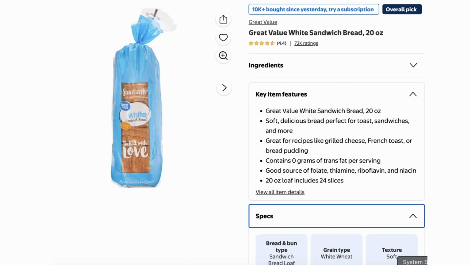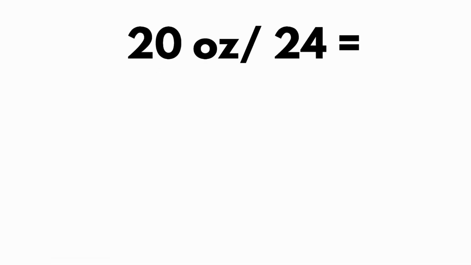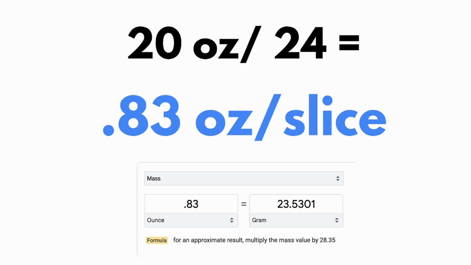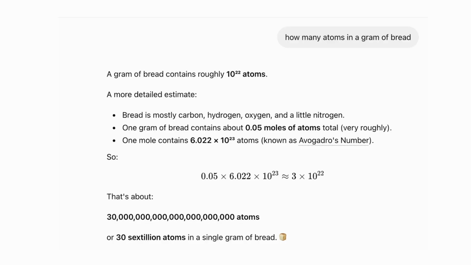But going back to the Walmart bread, I can use the fact that it weighed 20 ounces and there were 24 slices to divide that and get the fact that each slice weighs 83% of an ounce, or 0.83 ounces. Convert that to grams, it's 23.5 grams. And then I just went to ChatGPT, asked it how many atoms are in a gram of bread, and it got to 30 sextillion in a single gram of bread.